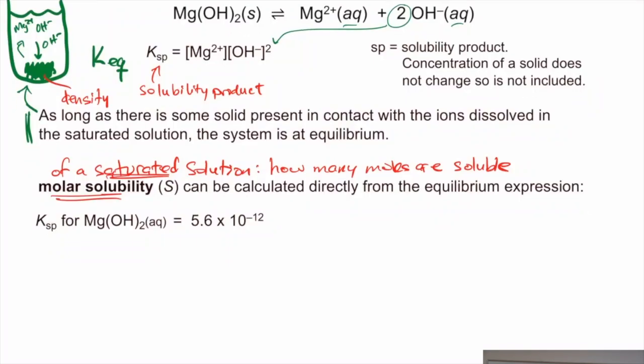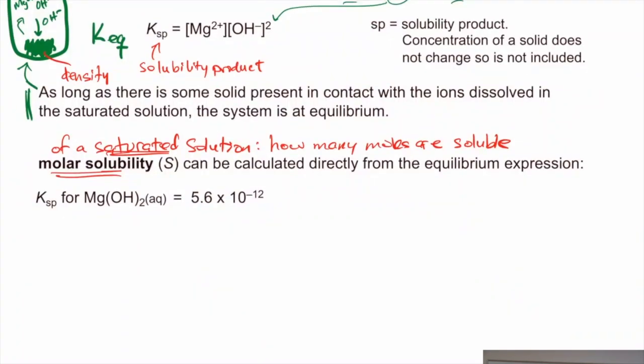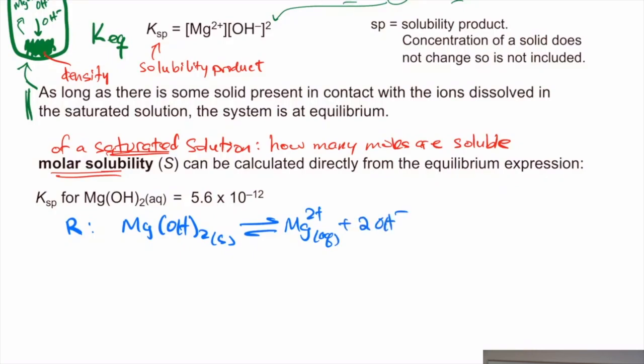So we can build a RICE table, which will tell us this. Let's build a RICE table. So here's our magnesium hydroxide, and that's solid, and that's going to be in equilibrium with the magnesium 2 plus ion in aqueous solution plus 2 times the hydroxide ion in aqueous solution. Okay?